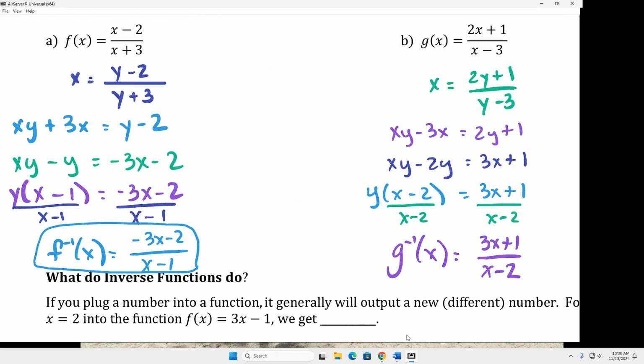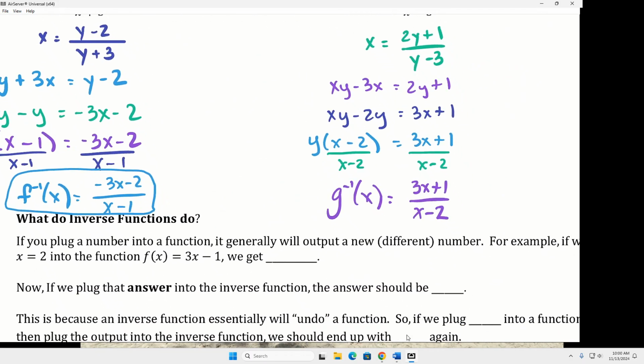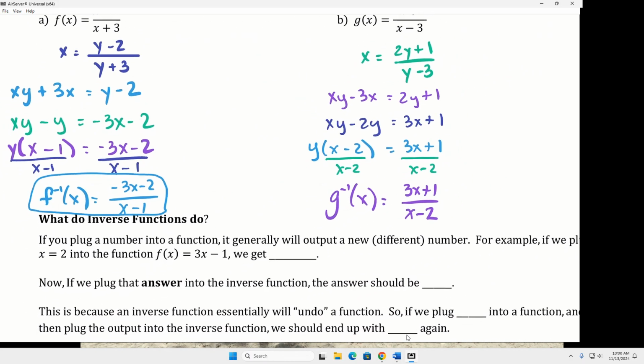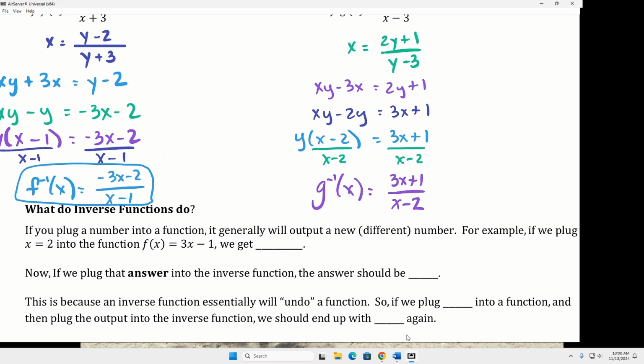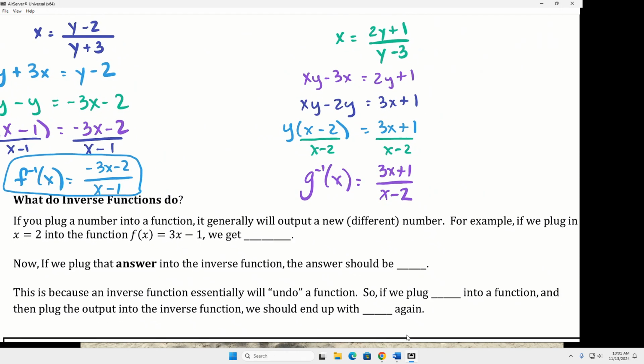Okay, so I got one more reminder about what an inverse does. It's important to me that you understand this. Usually you plug a number into a function, you get a different number out, the output. So if we took x equals 2 and we put it into this function, what would we get? 5. So then, if I took that 5 and we plug it into the inverse function, what should you get? Yes, good job.